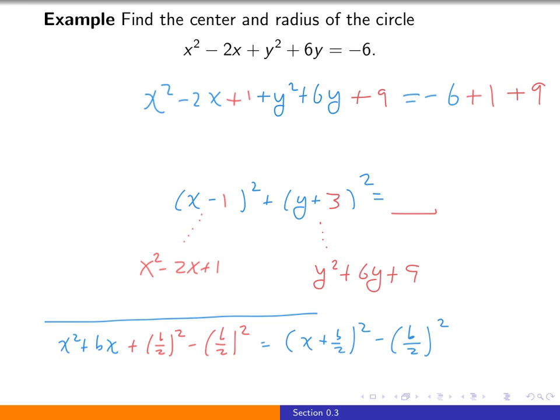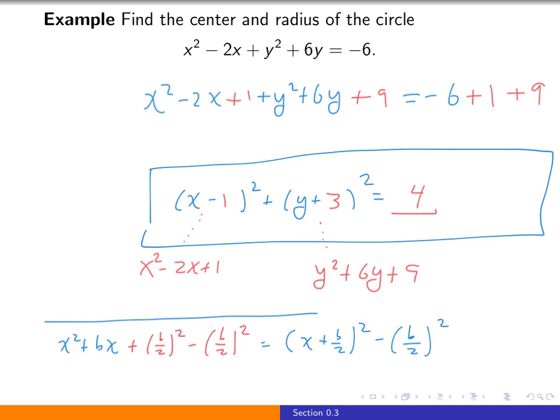And what we will have on the right then is minus 6 plus 10, which gives us a 4. And what we now have done is taken the original expression, and by completing the square twice on the left, we now have the equation of a circle. And we should specify the center and the radius.